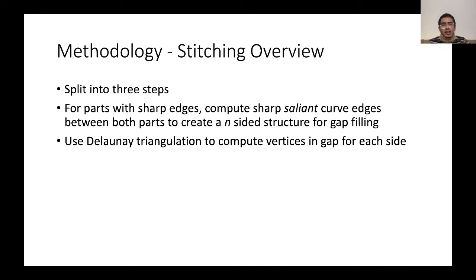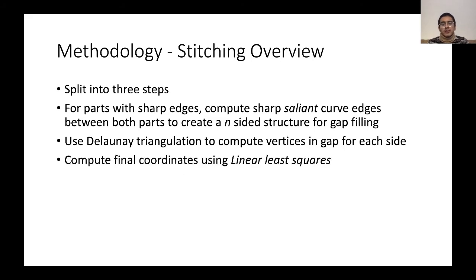And then once this gap is filled up, the issue now is that the line triangulation results in a 2D vertex, but you want to translate this 2D vertex into 3D. So you would solve a linear least squares problem, which would return the final coordinates of the gap between both parts, and which would then lead to a good stitching.